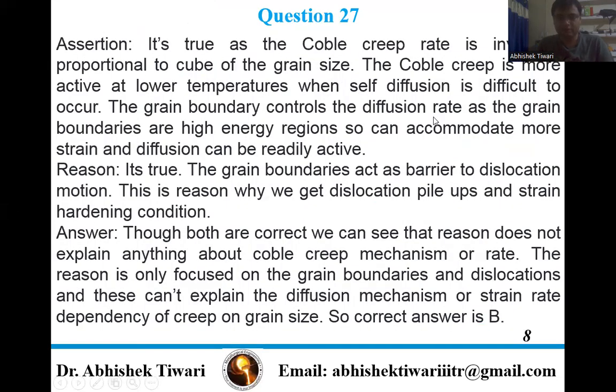Now coming on to the question, the first assertion is true as the Coble creep rate is inversely proportional to the cube of the grain size, and the Coble creep is more active at lower temperatures when self-diffusion is difficult to occur. The grain boundary controls the diffusion rate as the grain boundaries are high energy regions, so they can accommodate more strain and diffusion can be readily active.